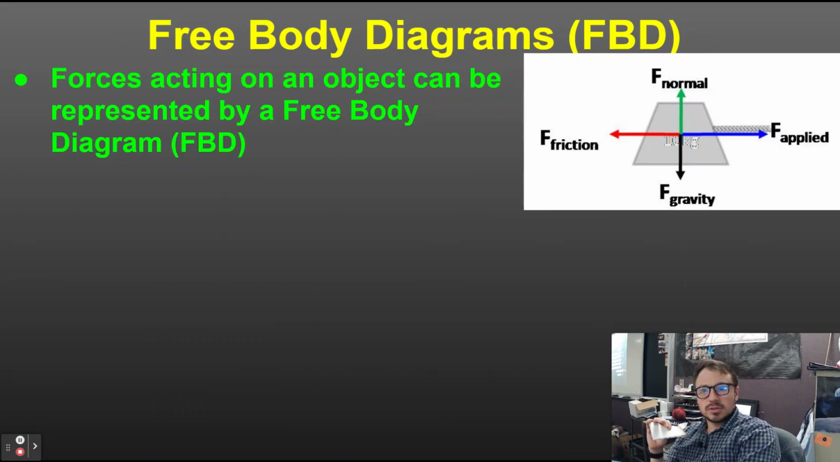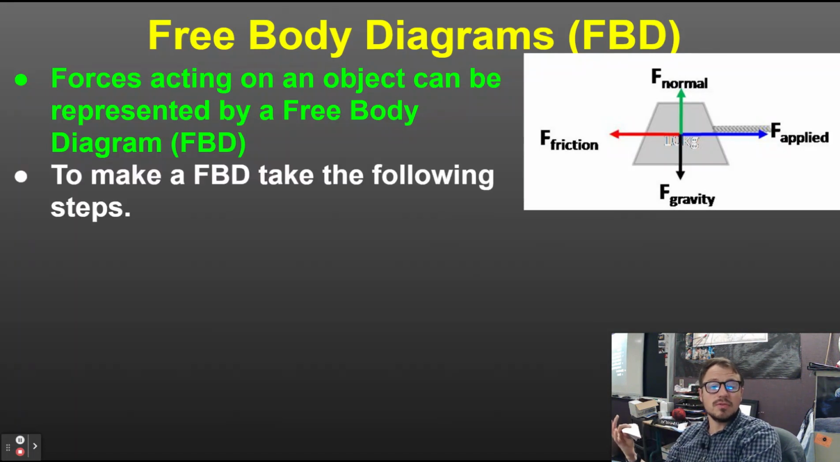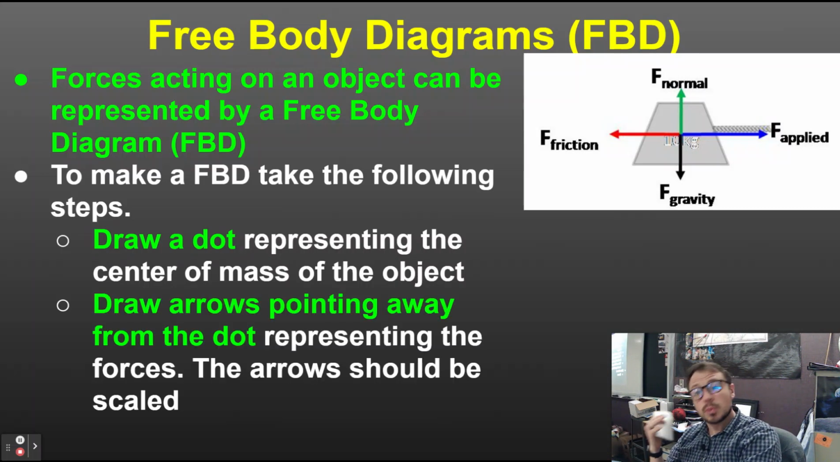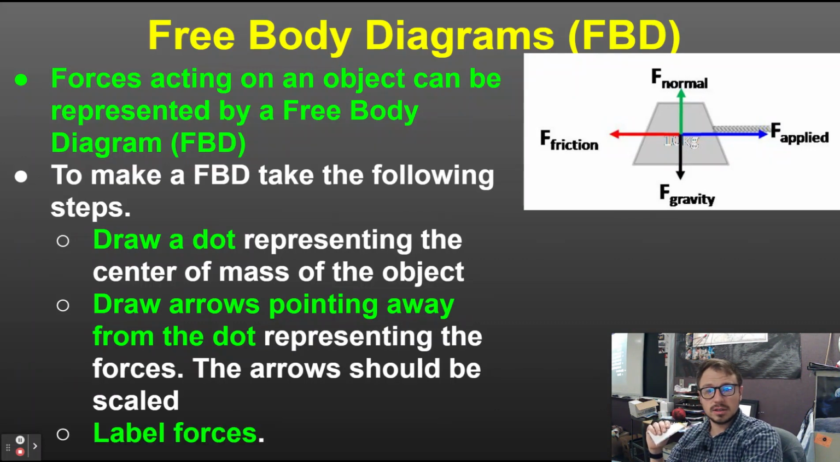So how do we represent forces? Free body diagrams, right? Forces acting on an object can be represented by a free body diagram, or FBD. Now, here are the following steps to make a free body diagram. You draw a dot representing the center of mass of the object. Draw arrows pointing away from the dot representing the forces. The arrows should be scaled.